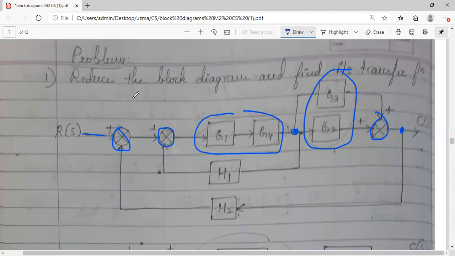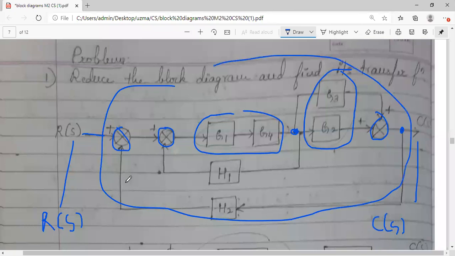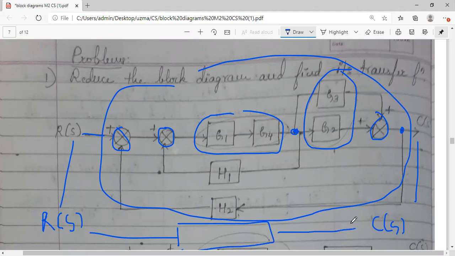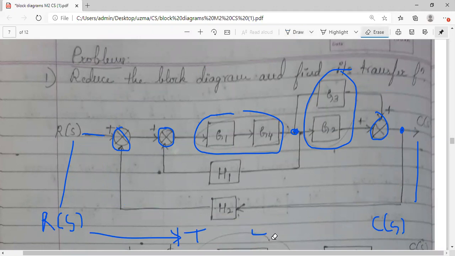So how can I do this? Input will be R of S, and this is R of S, this is your C of S. In between, whatever elements I have connected here, I should replace with one single block. Okay, and inside this block, what should I write? I should find the transfer function T and write it inside that box. Okay, so let us proceed. How to solve this?